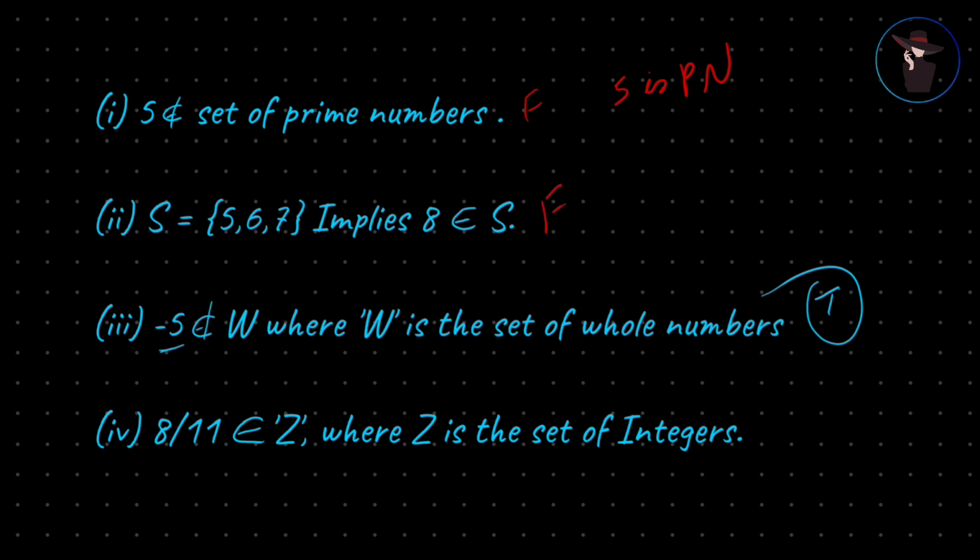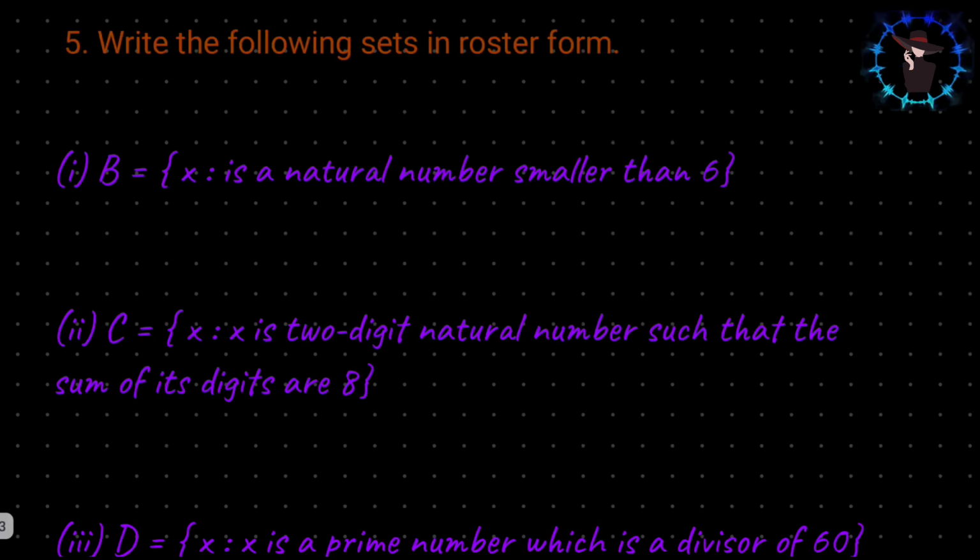Now the next question is, 8 by 11 belongs to Z, where Z is the set of integers? No, again this is false because integers don't have fractional numbers. They only have negative and positive whole numbers. Next question, write the following sets in roster form. Now we have these sets in set builder form. We need to convert those into roster form. So let's see how we can write them.